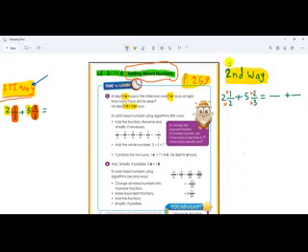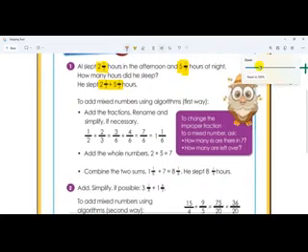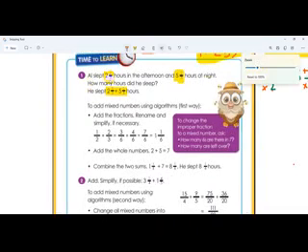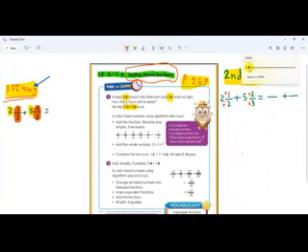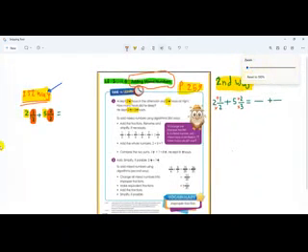Okay, let's read the first example in our lesson. Al slept 2 1/2 hours in the afternoon and 5 2/3 hours at night. How many hours did he sleep? He slept 2 1/2 plus 5 2/3 hours. So we will add the two mixed numbers to get how many hours he slept. To add these two mixed numbers, we have two ways. Let's explain the first of them for you.